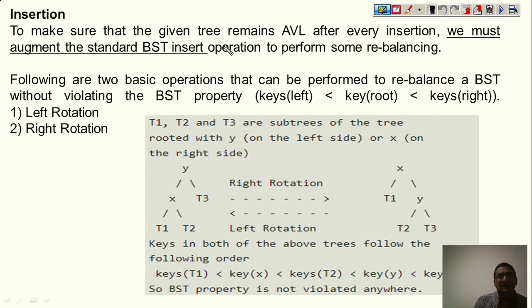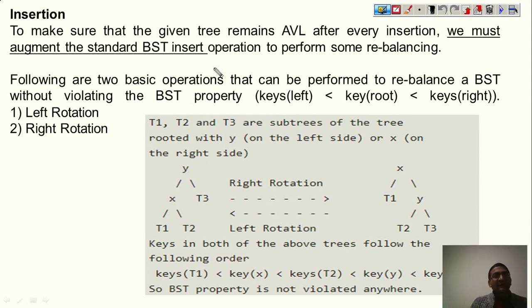So after every insertion, we must augment the standard BST insert operation. Now, because we are talking about the BST tree, one thing to keep in mind is that AVL is also a BST, binary search tree. Binary search tree is a special tree, an ordered tree where every node can have maximum 2 children, and it will always maintain the order property. Order property means the left side will be less than the root and the right side will be more than the root. This is called order property.